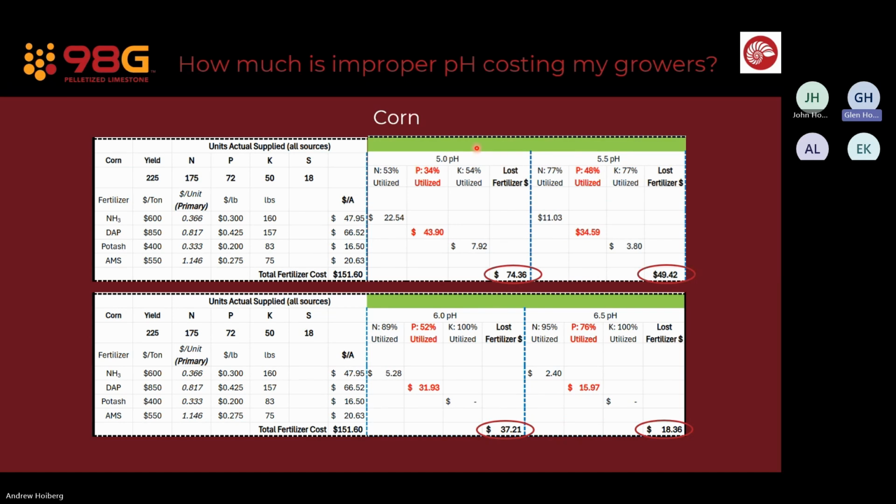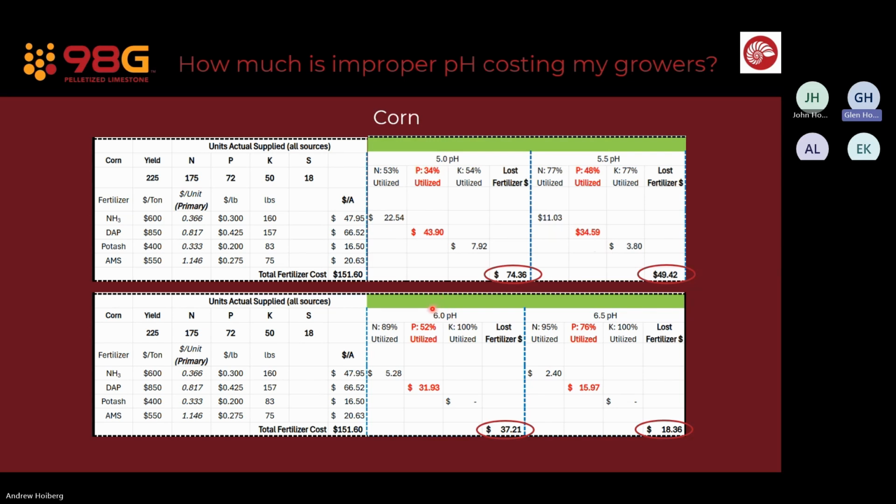So at a 5.0 pH, our total fertilizer costs are around $150 per acre, and our unavailable or lost fertilizer dollars represent about $74 an acre of that total. Keying in again on the phosphorus part of things, at a 5.0 pH, $44 an acre of phosphorus cost is not being utilized because of the conditions that pH influences. Bring it up to 5.5, our phosphorus availability or utilization improves considerably and our cost decreases, but it's still a pretty substantial number. And even at a 6.0 pH, $32 an acre.